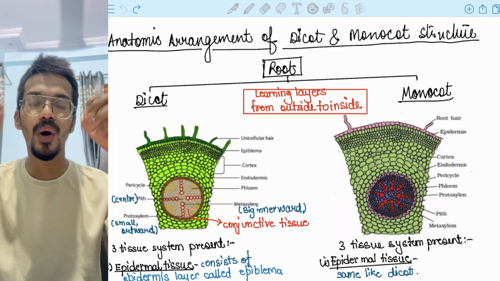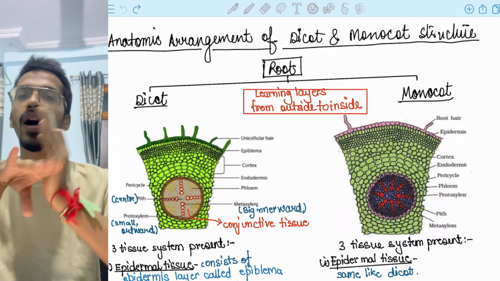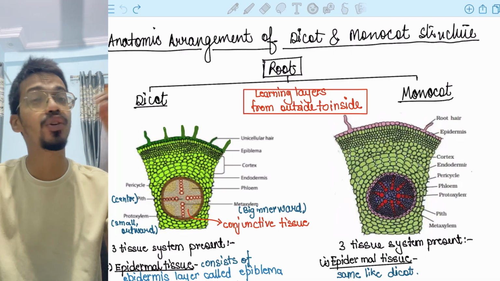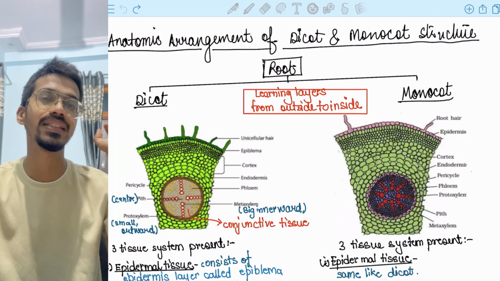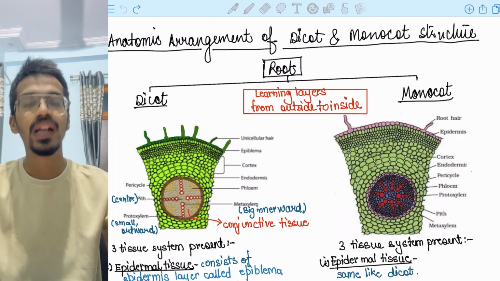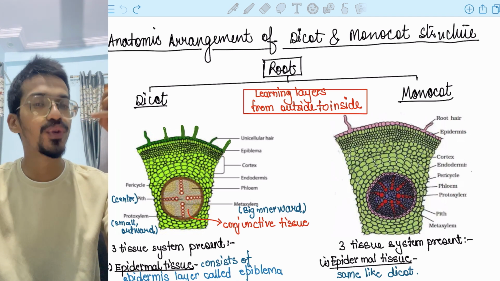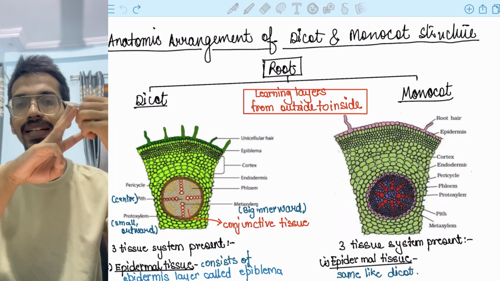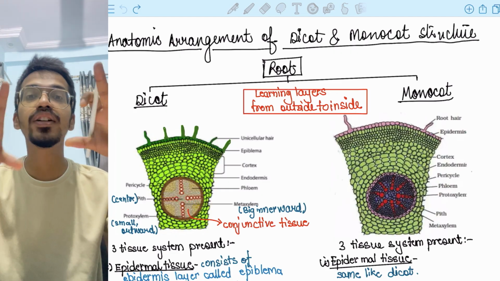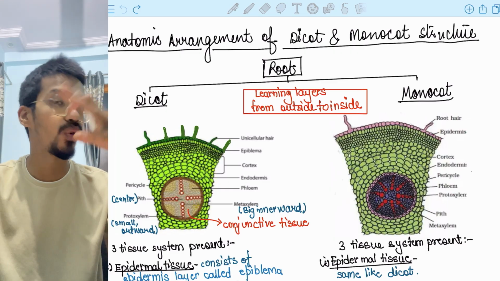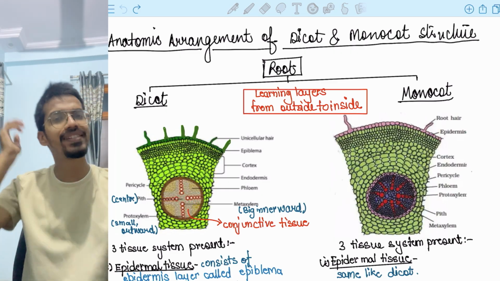So we're going to be doing what? We're going to be cutting the part of the stem or the roots or any other part of the plant and see what are the layers of tissues or cells present inside it. Clear what we're going to do? Let's first start with roots. We're going to be seeing 3 different structures: root, stem and leaf, of both the classes of angiosperm, that is monocot and dicot. So let's dig into it.